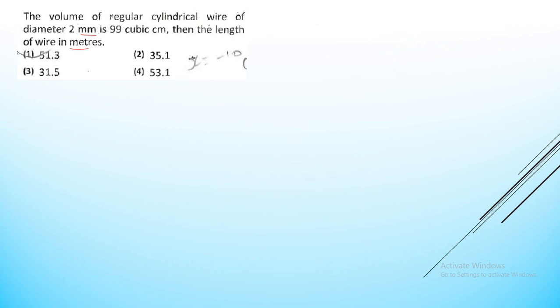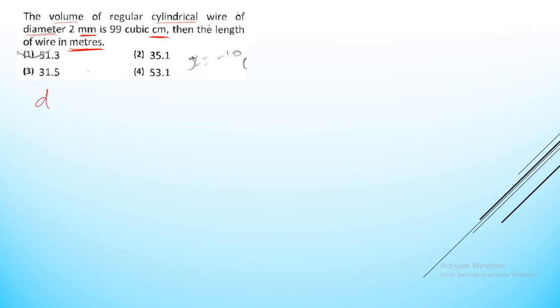So here it starts with millimeter and is given in centimeters. Next, finally, it is asking in meters. So there are 3 units clearly, right? Now he is talking about the volume of a cylindrical wire in which the diameter is given.